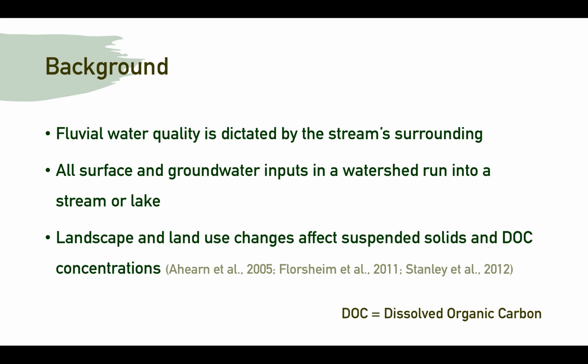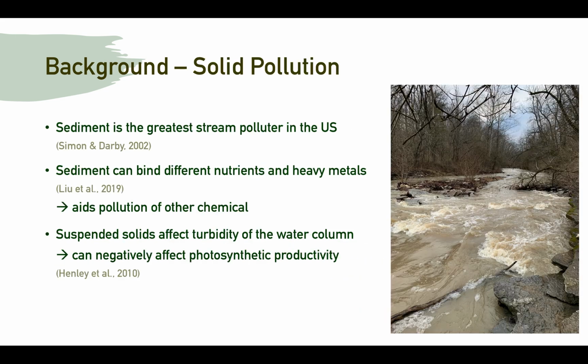The potential impact is worth studying as a stream's water quality is entirely dependent on the catchment area. This is due to water bodies being located at topographic low points, causing all runoff to eventually make it into a stream or lake. This runoff can carry increased concentrations of suspended solids and different dissolved organic carbon levels, especially in agricultural watersheds. The majority of solids are sediment in agriculturally impacted areas, which is the main polluter of U.S. streams. Sediment can bind nutrients and heavy metals, therefore sediment pollution also tends to increase other pollutants, like phosphorus. Additionally, solids suspended in the water column affect turbidity, which decreases primary producers' photosynthesis ability.